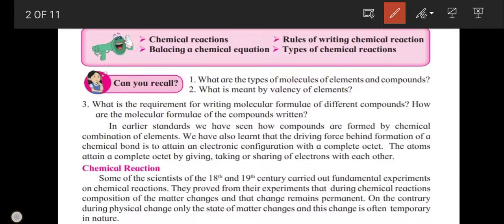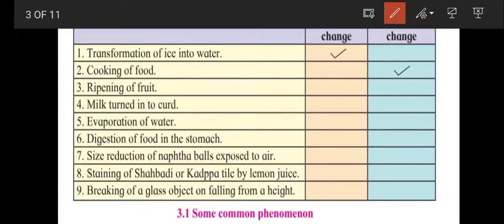The mango we eat in the summer days, what is it before? It is a raw mango. So when that is ripened, that time we will get that fully ripened mango. That never comes again to the unripe mango, so that is called the chemical change.